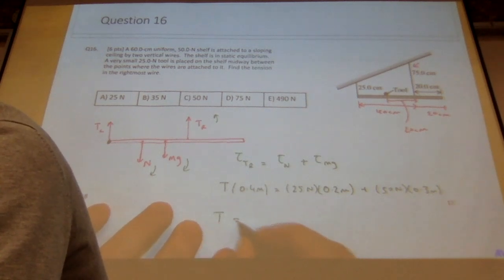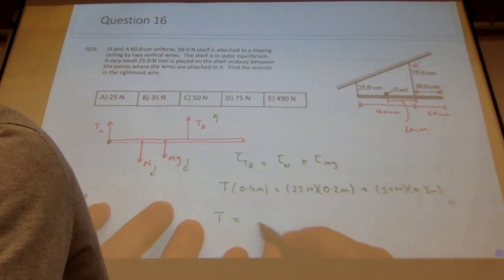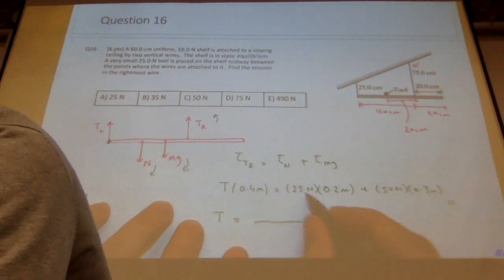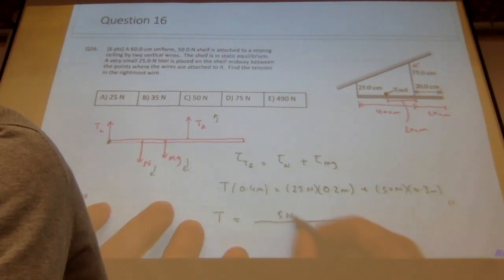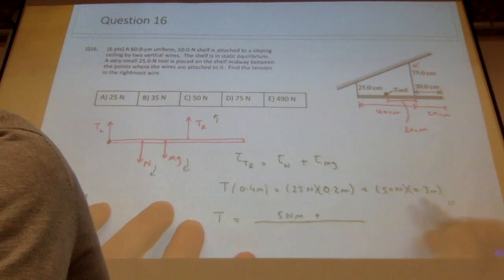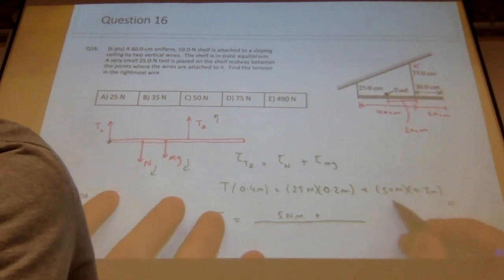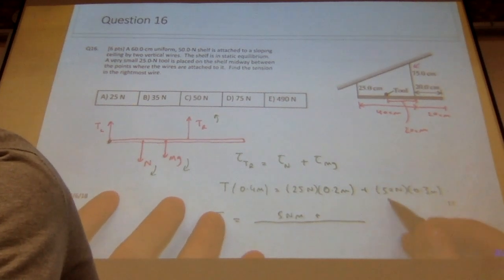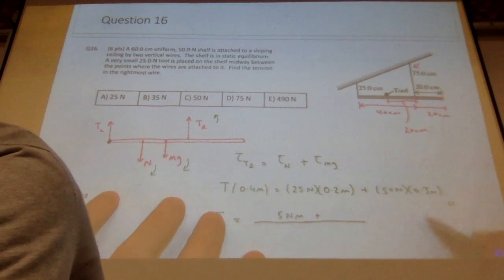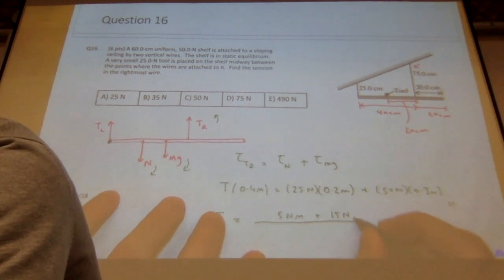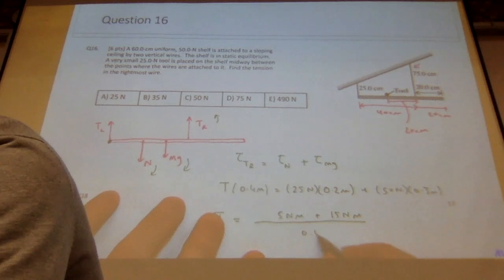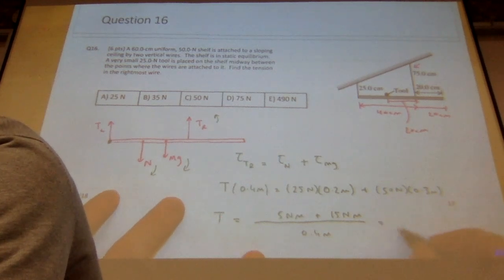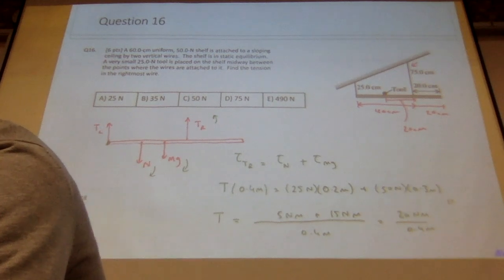So the tension would be equal to, so 1/5 of this is 5 Newton meters. 10% is 15 Newton meters. So 20 Newton meters divided by 0.4 meters, 50 newtons.